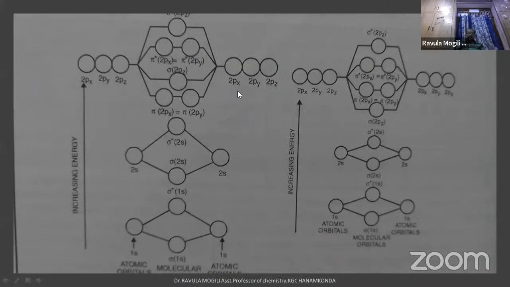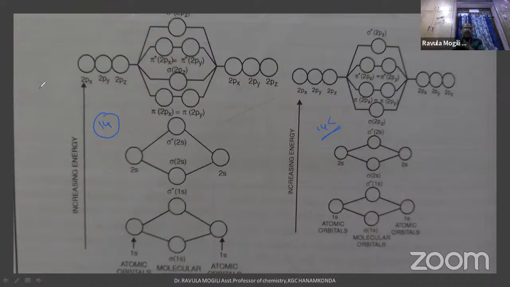You see here, this first diagram is for up to 14 electron systems. And this one is for more than 14 electron systems. We can apply this for up to 14 electron systems.